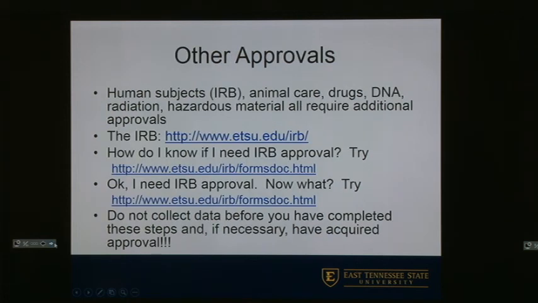You probably will need other approvals if you involve human subjects. If you involve human subjects, you'll need the Institutional Review Board, which governs all human subject research on this campus. You will need their approval or their agreement that you do not need their approval for anything involving human subject research. Also, there are committees for animal care, controlled drugs, DNA, and other identifiable human information. Radiation, hazardous materials, each one requires approval.